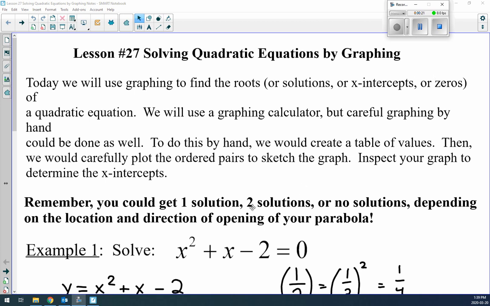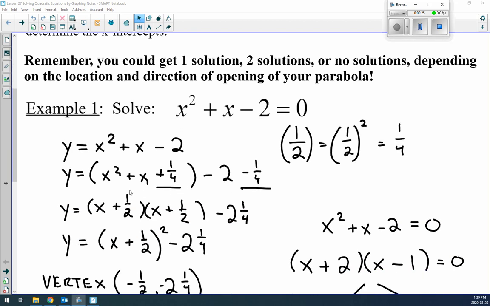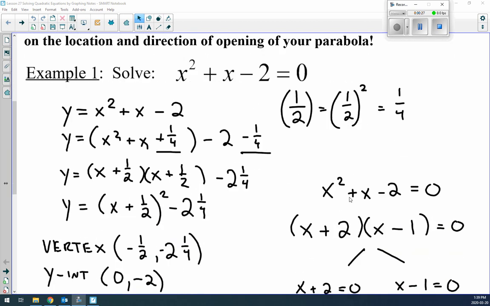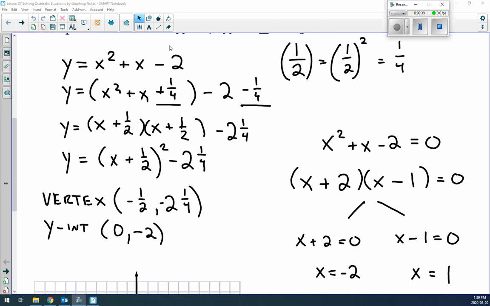So the main thing is if you can change the graph around from standard to vertex or vertex to standard or even factored, you can graph many of these equations. If you ever get stuck, you can always do a table of values. So let's look at this first one here. So we have x squared plus x minus 2. So right away we know that negative 2 is the y-intercept. You can see that that's the y-intercept right here, right?